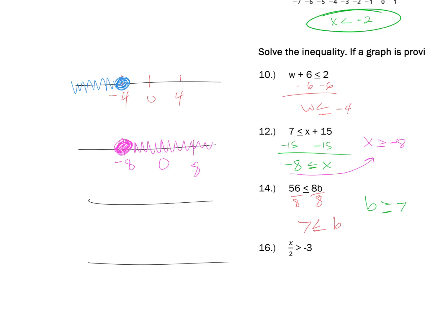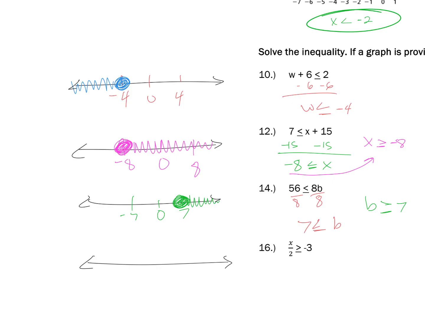So B is now greater than or equal to 7. 0, 7, -7. We have a filled in dot because it is greater than or equal to, and we have now the numbers that are bigger than 7. Also, I guess technically I should have arrows on my lines. Thanks, Julia, for reminding me to be proper in math class.